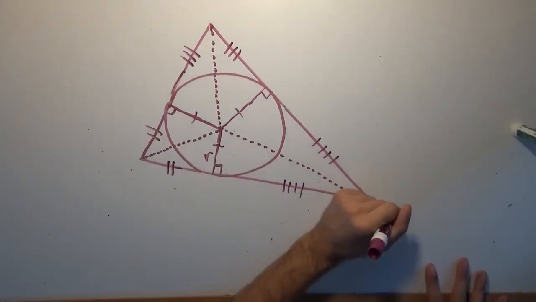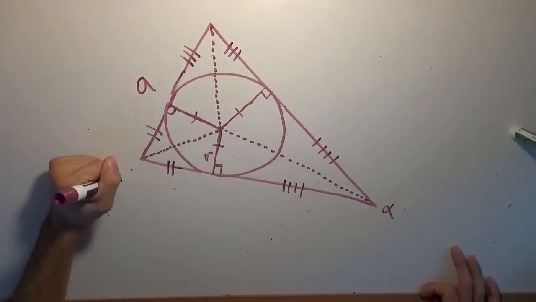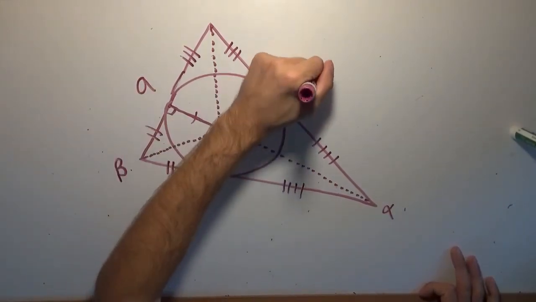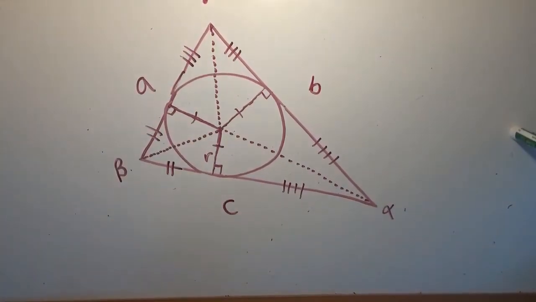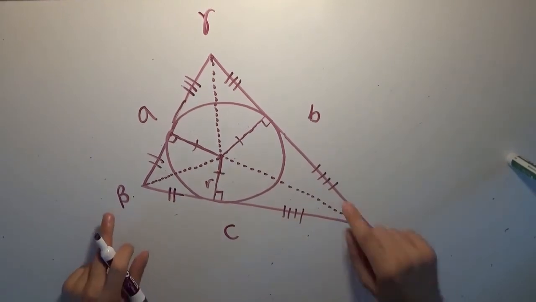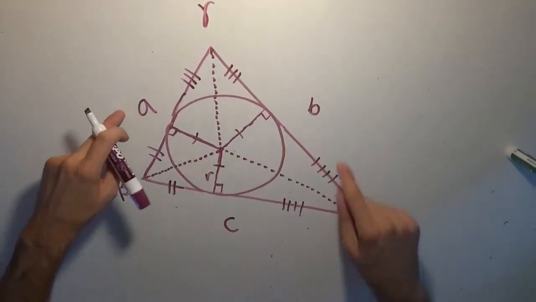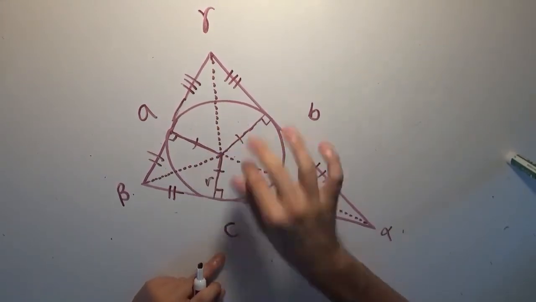We're going to call this angle alpha, and we're going to call this side A. We're going to call this angle beta, and this side B. We're going to call this angle gamma, and this side C. Okay, so this is a bit of a cluttered drawing, I know, but keep in mind, we have the three angles, alpha, beta, gamma, the three sides A, B, C, and the three radii of this incircle, which are all the same length, little r.